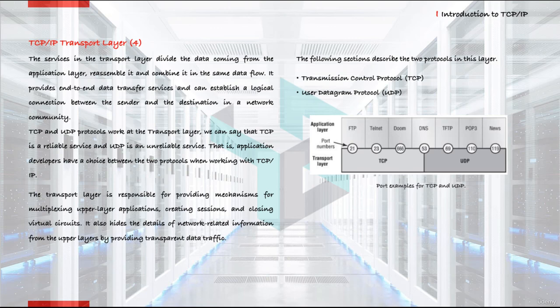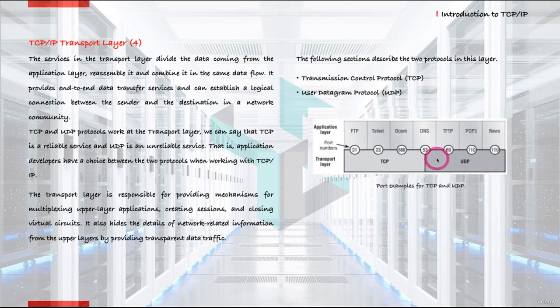The TCP and UDP protocols operate at the transport layer. TCP is a reliable service, while UDP is an unreliable service, so application developers need to choose between the two protocols when working with TCP/IP: either they will use TCP or they will use UDP. The transport layer is responsible for providing mechanisms for multiplexing upper-layer applications, creating sessions, and shutting down virtual circuits. It also provides transparent data transport and hides the details of the network from the upper layers.